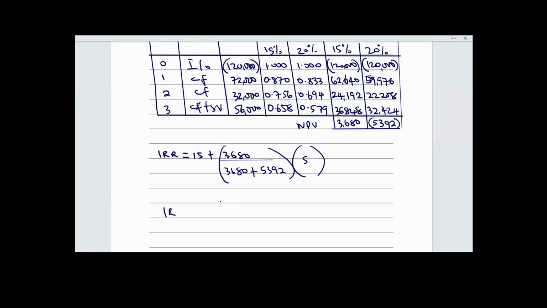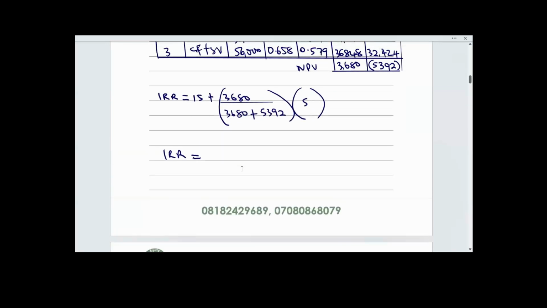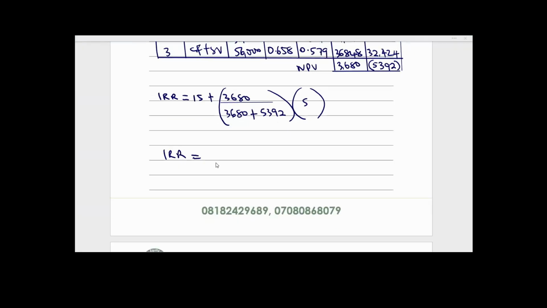So the internal rate of return for project B is what? 3,680 plus 5,392. Then 3,680 divided by the answer, multiplied by 5, plus 15. Give it to me, what do you get? 17.03%.